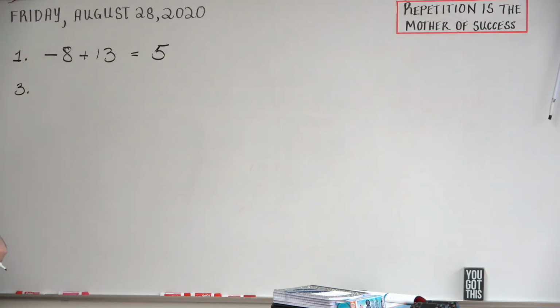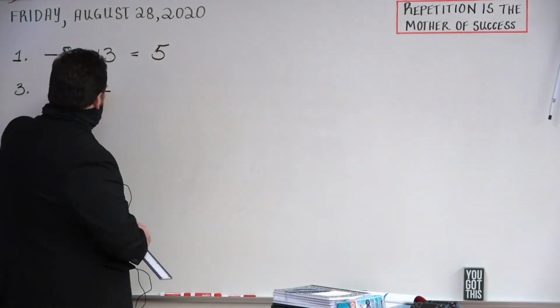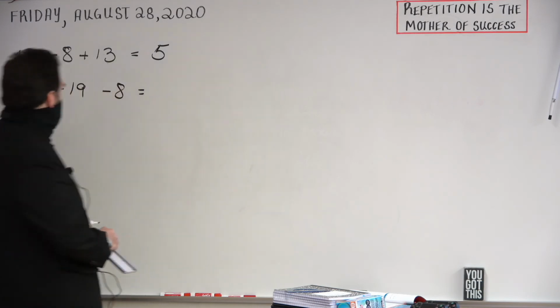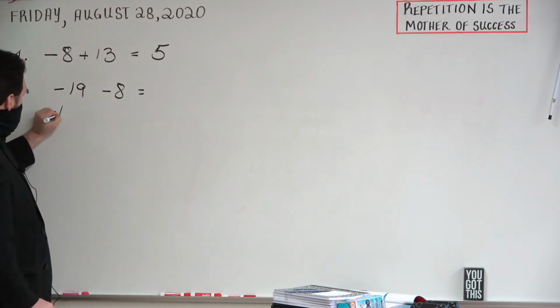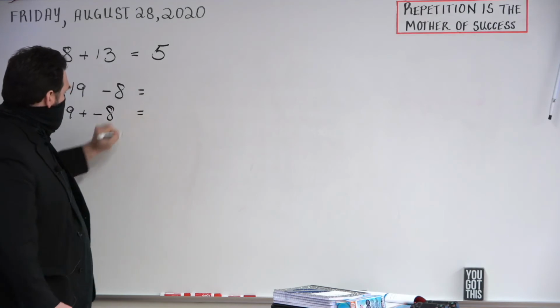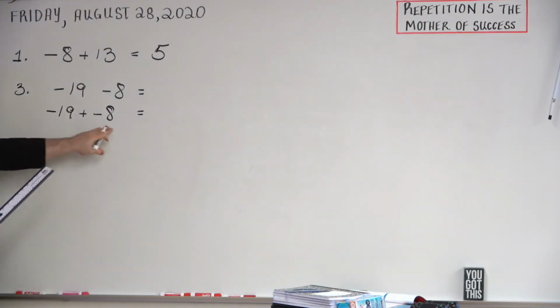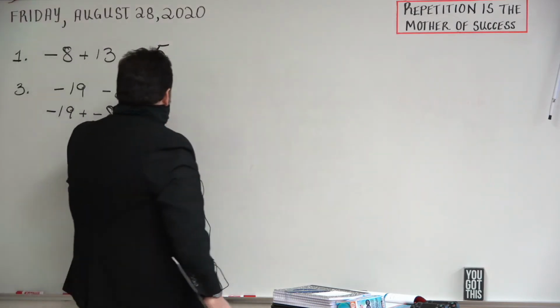Number 3. Negative 19 minus 8. Negative 27. So just for those that, if you get that wrong, it's negative 19 plus negative 8. Okay, you're adding these numbers. 19 plus 8 is 27. So negative 19 plus negative 8, according to Rule 1, is negative 27.